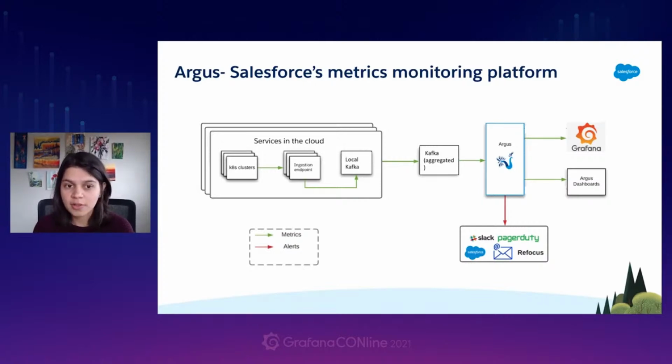This diagram shows us the metrics ingestion flow. The metrics flow from the Kubernetes clusters that services are running in to a local Kafka cluster, which then goes into an aggregated Kafka and then gets ingested by Argus. As you can see here, the ingestion goes through multiple hops and each hop adds latency.